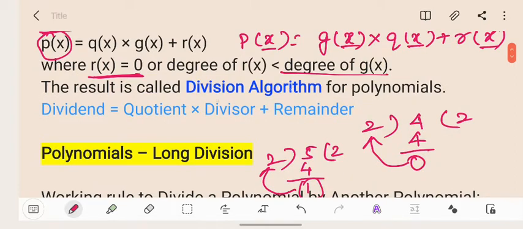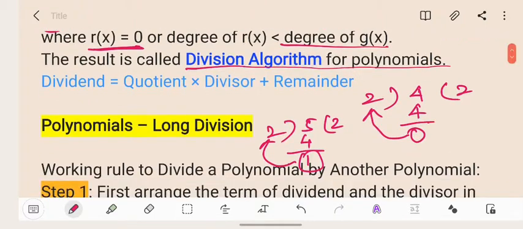The result is called the division algorithm for polynomials, where dividend is equal to divisor into quotient, or quotient into divisor, plus the remainder. This has already been taught to you in your previous classes, like in class 4th and 5th. So we'll talk about polynomial long division, how to conduct the long division method on polynomials.